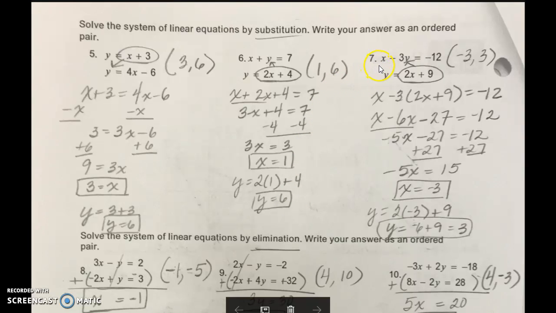In equations number 7, notice y is already isolated in the second equation, so we're going to plug that in place of y in the first equation. Be careful on this one when distributing. Remember, you are distributing a negative here, so you have to make sure you watch your signs. Solve for x, and then plug that back in and solve for y. Your solution is (-3, 3). Don't forget, you can always check your solutions by plugging them in and checking them in the original equation.